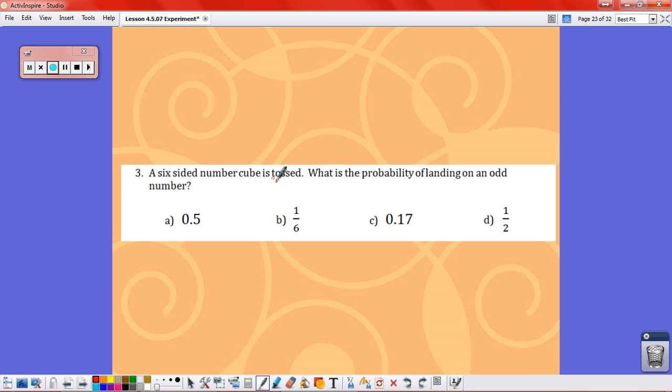A 6-sided number cube is tossed. What is the probability of landing on an odd number? Half. Half on a normal 6-sided number cube. It's numbered 1 through 6, so you get 2, 4, and 6.